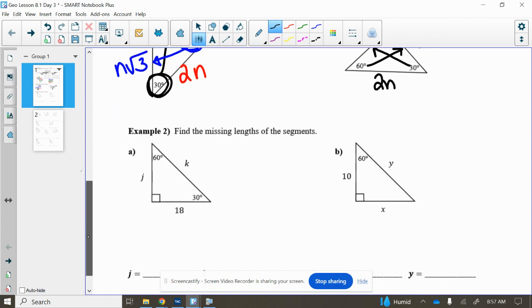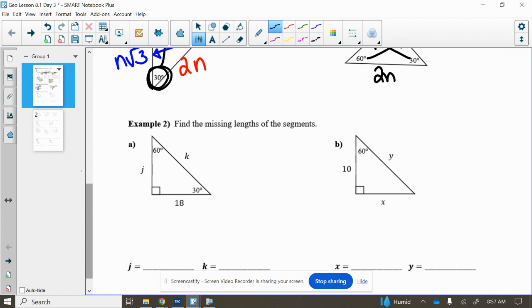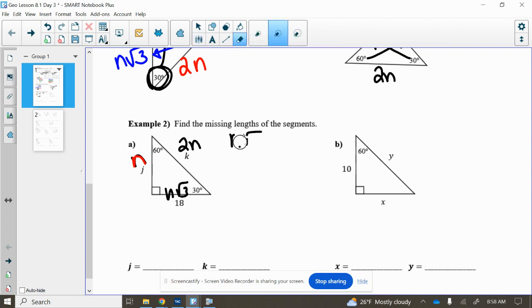long leg, hypotenuse. So in our first example, notice they are giving us the side across from the 60, which means this is n times the square root of 3. Hypotenuse then is 2 times n, and our short leg over here is the side across from the 30. And we know our life is made so much easier if we can solve for that short leg n. So what we're going to do is take what we are given, which is our longer leg, n times the square root of 3. And we know that that's equaling 18 right now.